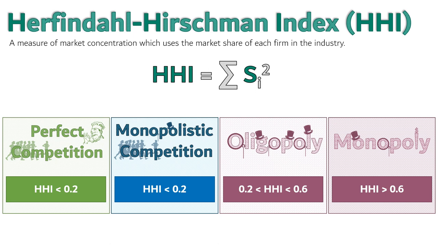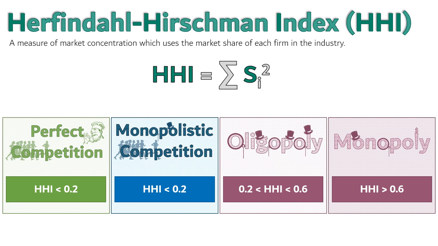Our HHI was 0.17089, which is less than 0.2. So that points us to perfect competition or monopolistic competition. To settle on one of them, we just need to think about the kinds of products being made in this industry. In the film industry, every movie is different. So that points us to monopolistic competition with its differentiated products. It would seem six firms is enough to keep things pretty competitive.